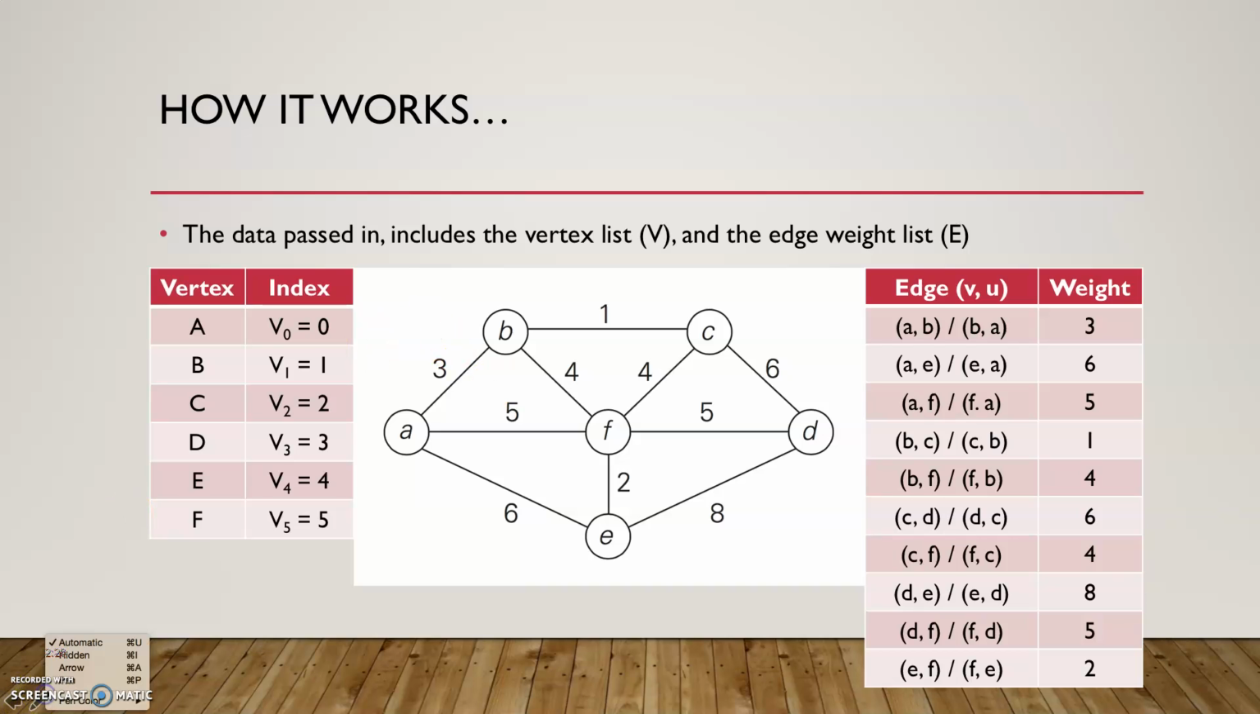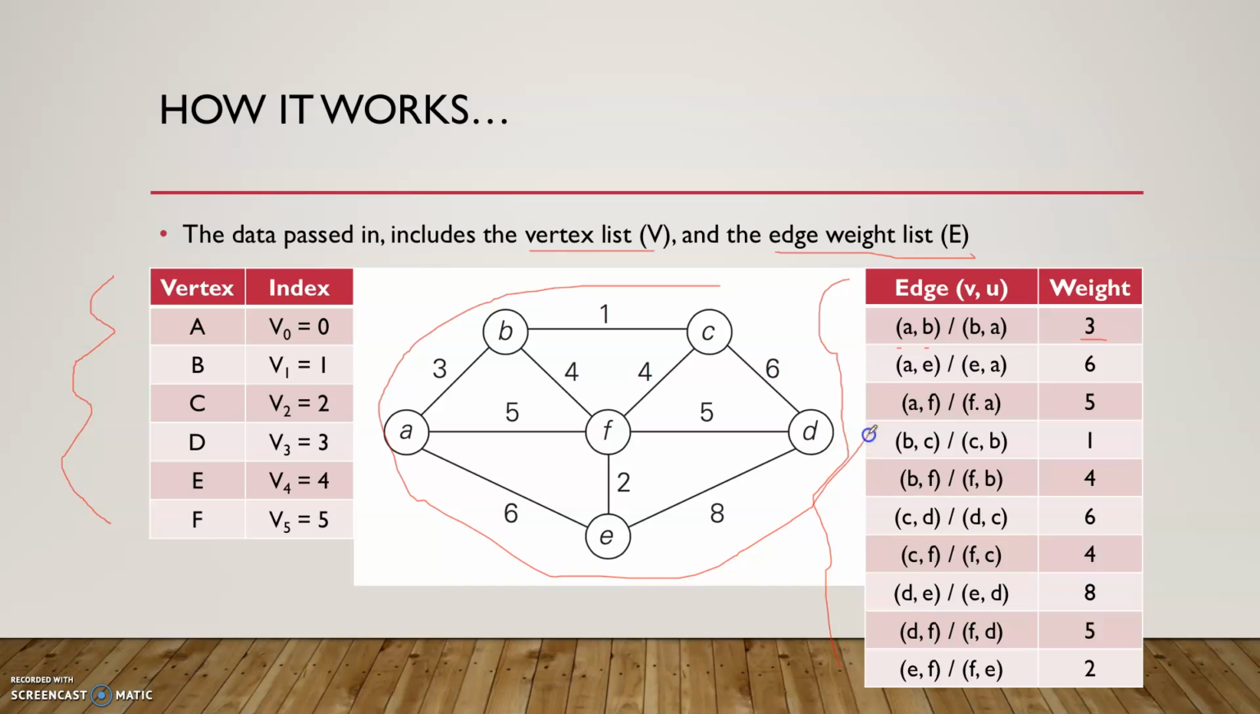Okay, so this is the data passed in. We have the vertex list V here, which contains the vertexes and their index number, as well as the edge list here, which contains the edges, which is the vertices, as well as the weight of the edges. And the textbook actually provides a visual representation of this data.